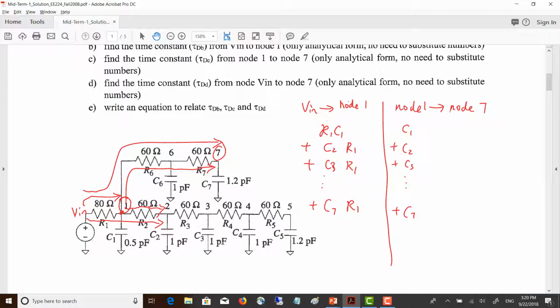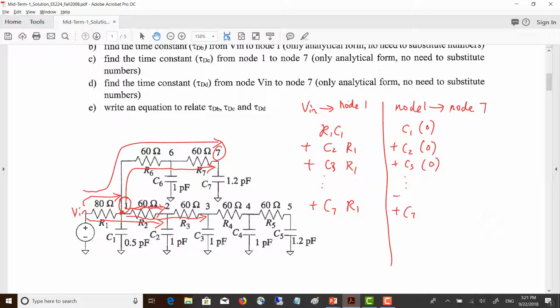There's nothing sharing, right? If you just look at C2, C2 is this path. It only has R2. But for the path from 1 to 7, the resistors are only R6 and R7. As a result, this is 0. And similarly for C1. How about for C3? C3 is this path, from 1 to 3. Again, there's no resistor sharing with the path from 1 to 7. As a result, this is 0.